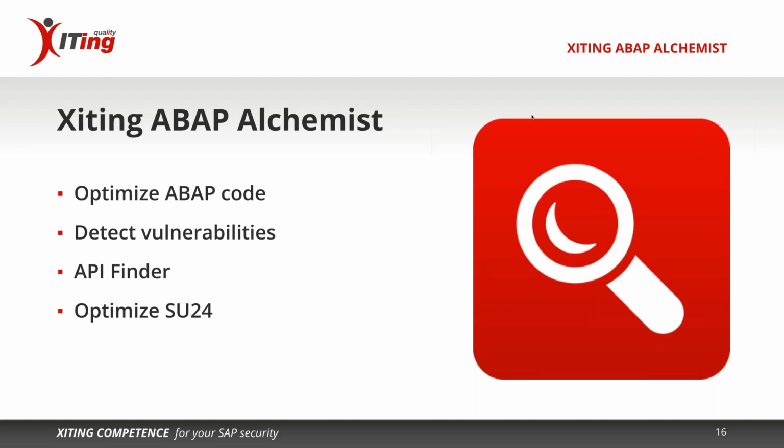But how can you find out if there is already a function module that deals with USR02? Well, that's where our API finder comes in. All you have to do is type in the table name, for example, and we give you a list of function modules and BAPIs that deal with that particular table or whatever it may be. So it really helps you to find and repurpose standard code instead of writing it yourself.